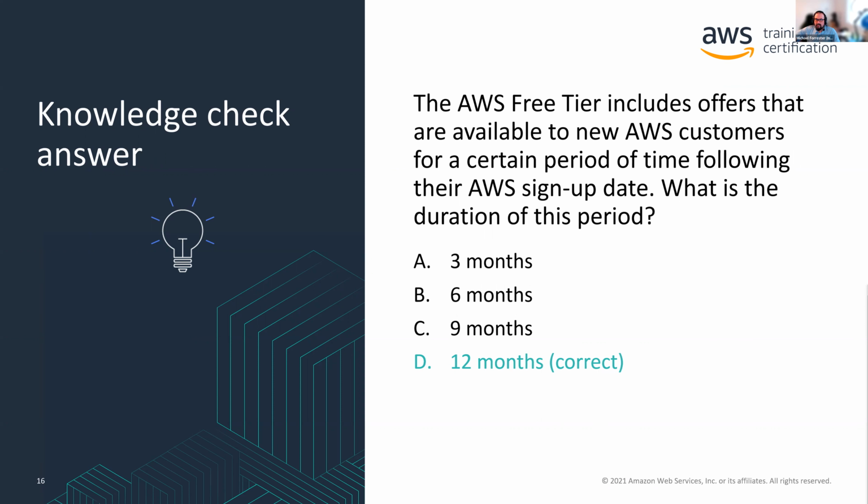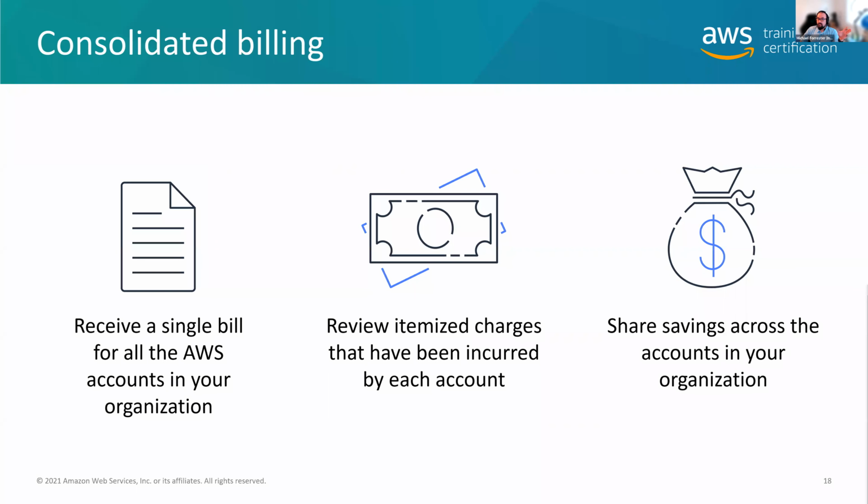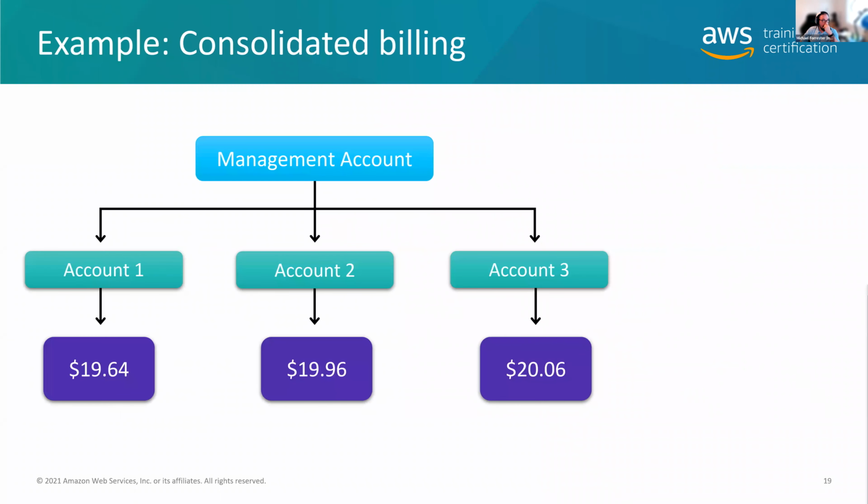Okay, so let's talk a little bit then beyond billing and beyond the free tier. Let's talk about consolidated billing. So when you take a bunch of accounts and you stick them inside of an AWS organization, what you're doing is you're agreeing that there's going to be one payer for the account. This was an old feature that Amazon came out with a while back called consolidated billing, but they just made it part of organizations. So consolidated billing is the ability to receive a single bill across a bunch of accounts, and it looks something like this.